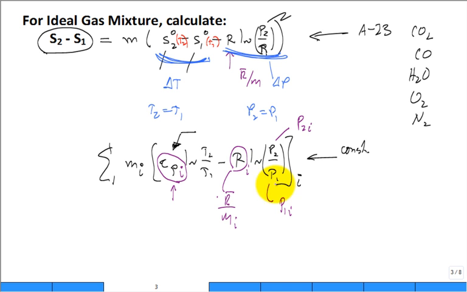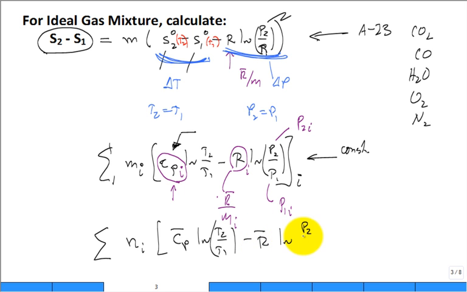The way it's written is on a mass basis. You can also put it on a molar basis. Put the number of moles, N sub I, Cp bar, natural log T2 over T1, minus R bar, natural log P2 over P1. And sometimes we just leave everything out here, I, or if you want to emphasize, it's like P2I and P1I, but not R bar I. R bar is the universal gas constant. It's not T2I and T1I, no, but it is Cp bar I.